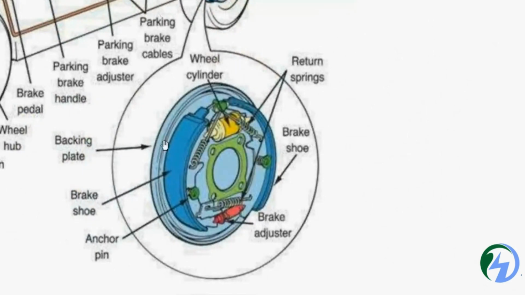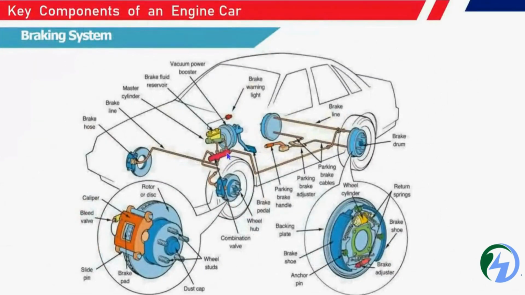And we have a drum brake. In a drum brake, we have a brake shoe, brake plate, and anchor pin. Inside, there are components like the brake adjuster, brake shoe, wheel cylinder, and return spring. So these are some components of the drum brake.